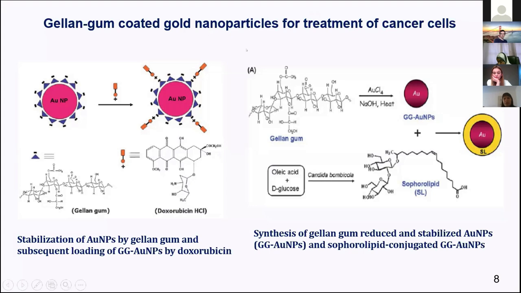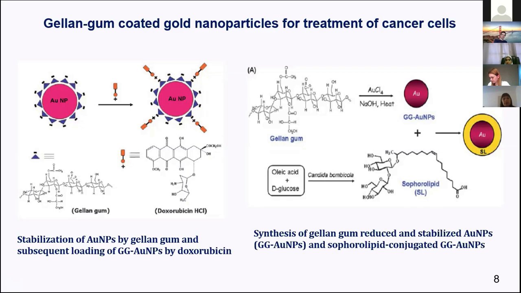The gold nanoparticles stabilized by gellan were loaded with doxorubicin hydrochloride, one of the potent and well-known anti-cancer drugs, and conjugated with sulfolipid, and their cytotoxicity was evaluated in respect of the human glioma cell line and the human glioma stem cell line, respectively.